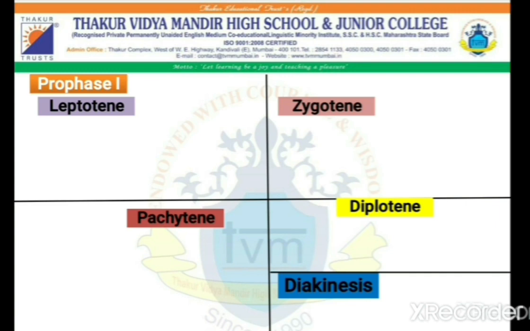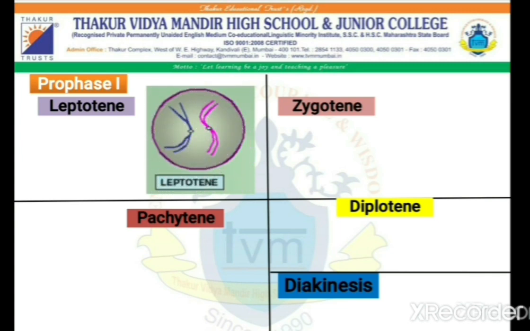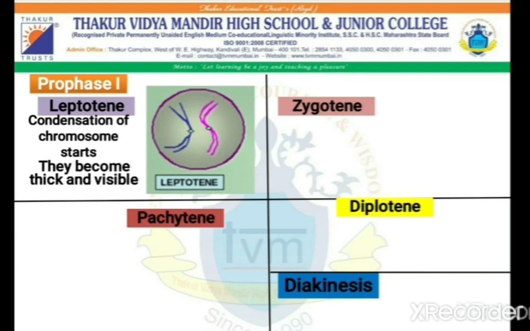So your prophase 1 is carried out in 5 stages, that is leptotene, zygotene, pachytene, diplotene, and diakinesis. Starting with the first stage, that is leptotene. In leptotene, the chromosomes condense. That is, the condensation of the chromosomes starts in this stage and they become thick and visible.